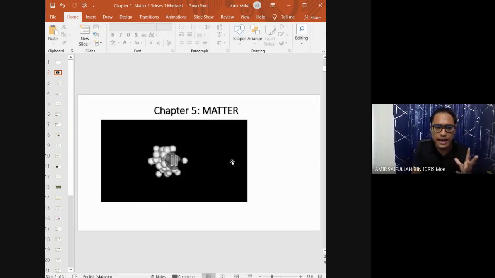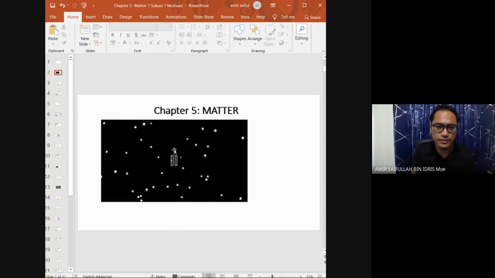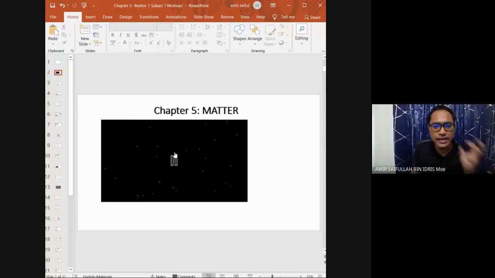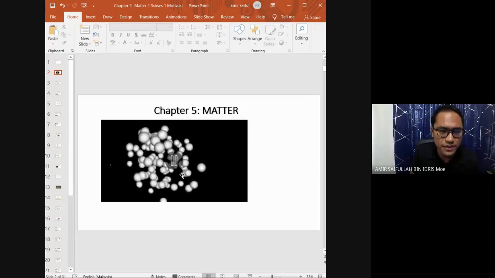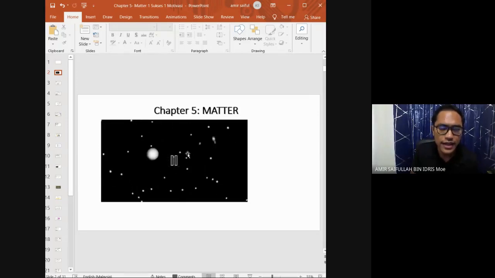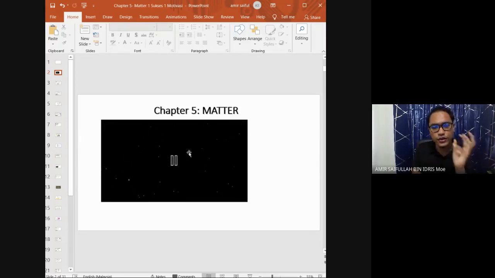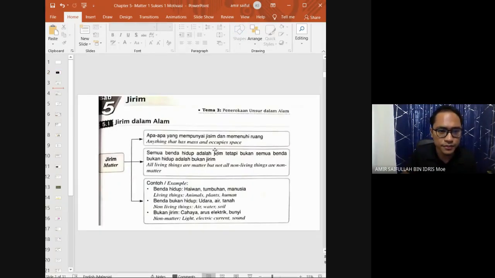So, what is matter? As you can see, this is matter. Matter is anything that has mass and occupies space. You can see this mass actually occupies some space and it has mass. Anything that occupies space must have mass. So that is what we call matter. Matter is anything that has mass and occupies space.